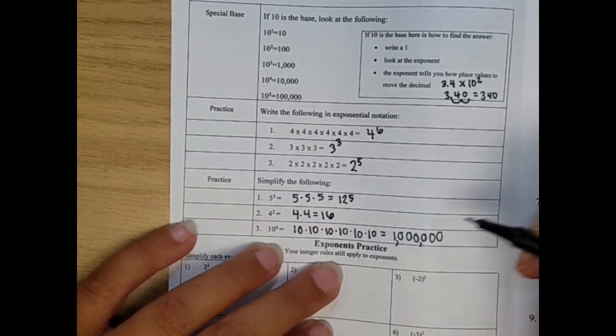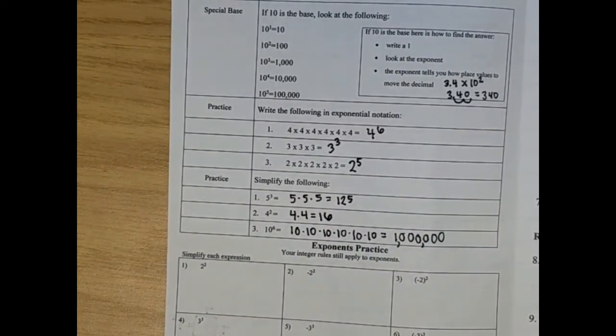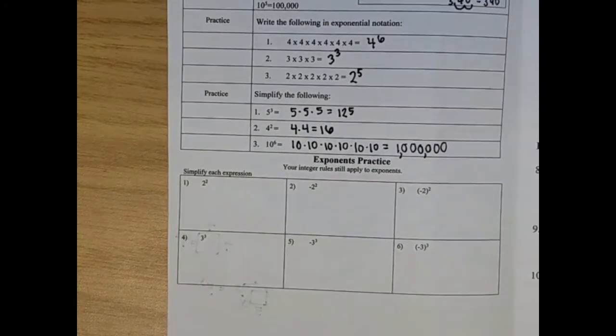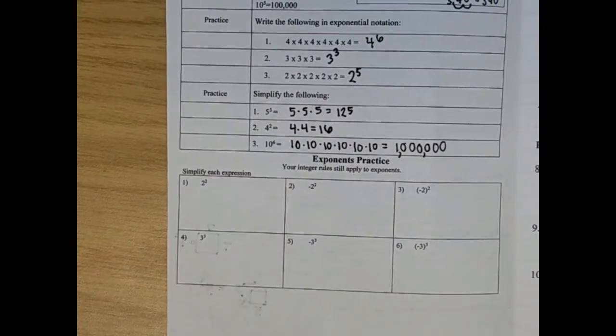Which then gives you 1 million. All right, moving on, some exponent practice. But this time you're going to remember your integer rules. So if you go back to page 6 in your notebook, we talked about multiplication and division with positive and negative numbers. So please look back at that, at your rules.